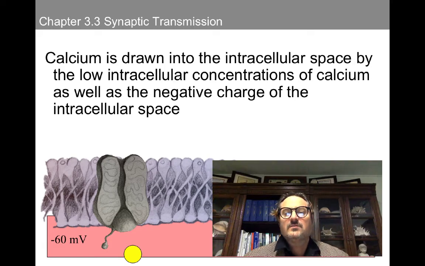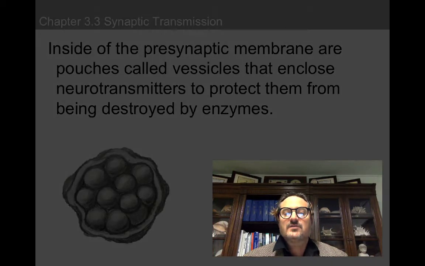So what does the calcium do once the calcium is drawn in? So the calcium is drawn into the intracellular space, again, by the low intracellular concentration of calcium, as well as the negative charge of the intracellular space.